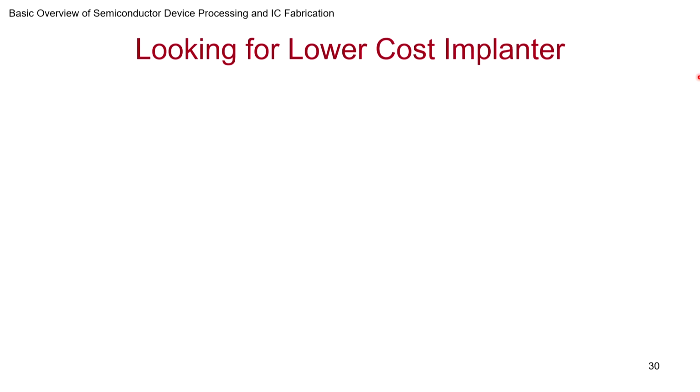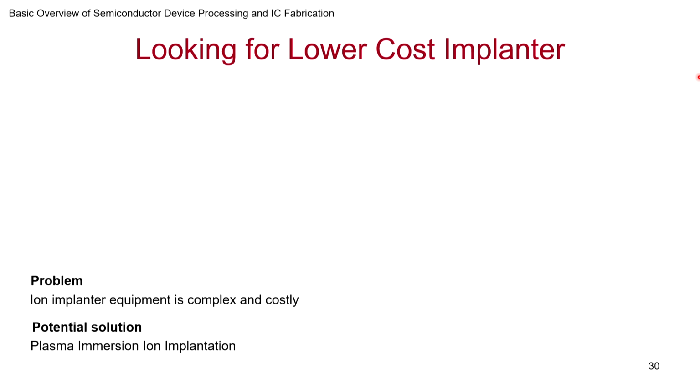Now finally, let me just throw out an idea which has been there for quite some time, more than 2.5 decades: looking for a lower cost implanter. The problem is the ion implanter we saw is very costly and complex. Can we go for a simpler implanter? One potential solution is plasma immersion ion implantation. This is something that has been there, as I said, more than 2.5 to 3 decades.